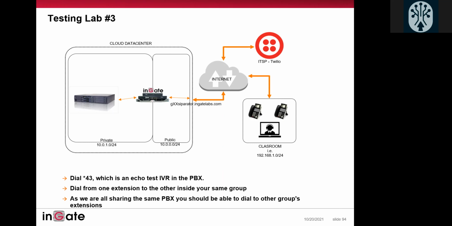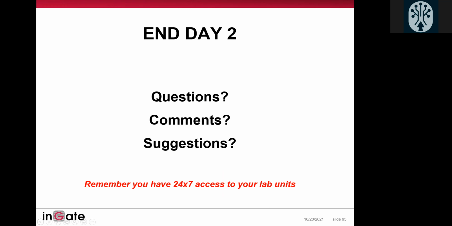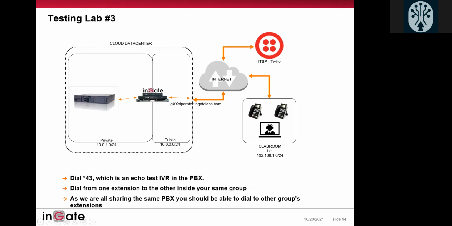You can dial *43 from any of the extensions, and you're going to see an IVR that is an echo test. So you can hear an echo test saying this is an echo test, and whatever you say, you're going to hear it back. Yeah, you got it. That one's working. That's the cell phone. You got it, man. Beautiful.